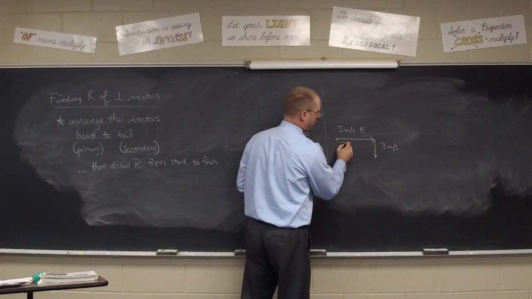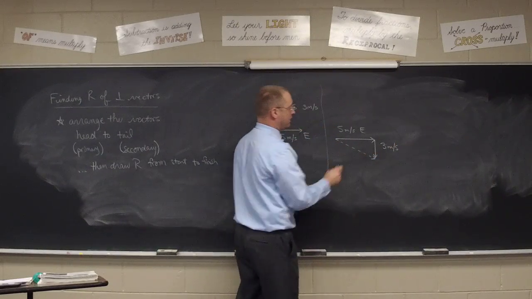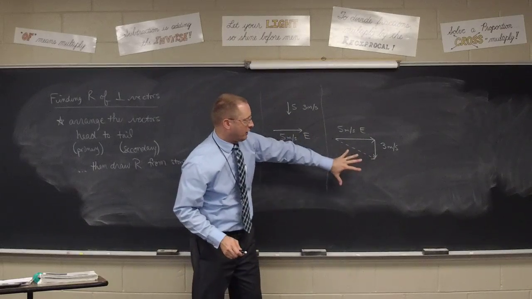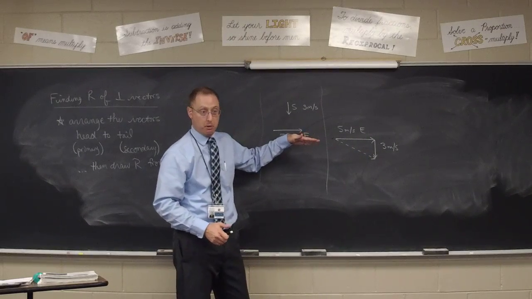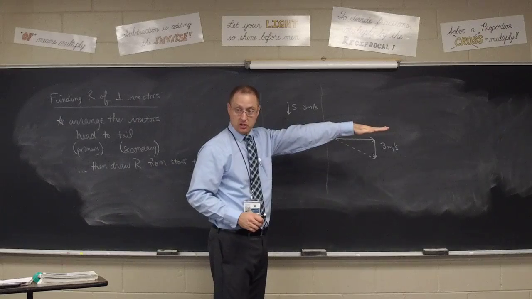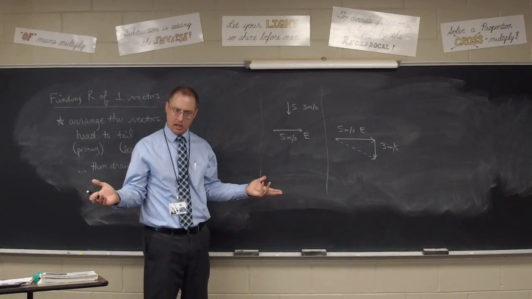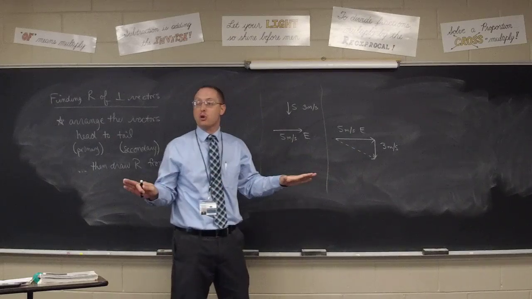And the resultant will be drawn, I'll usually draw it as a dotted line, from the start to the finish. This shows graphically in picture form what will actually happen to the boat. The boat will not go east, it will go that way, kind of southeast. Does that make sense? It'll be pushed off course, assuming no compensation, right?